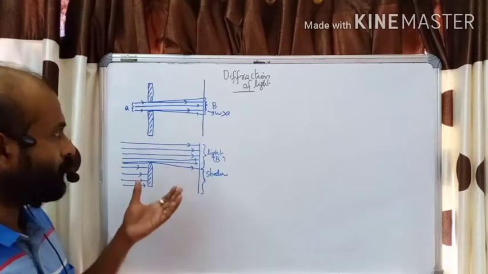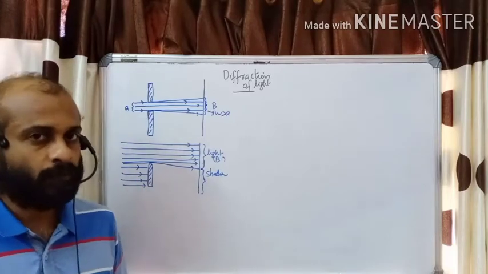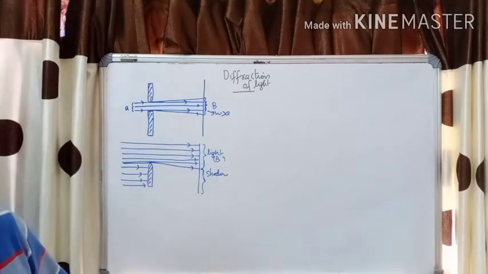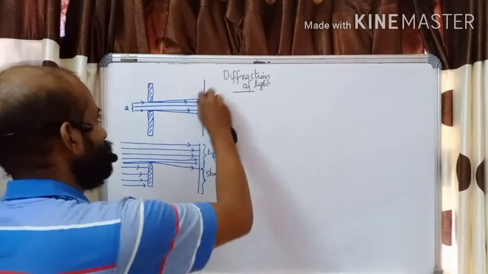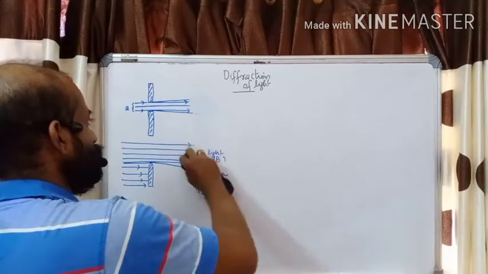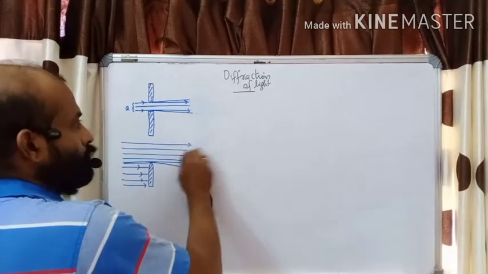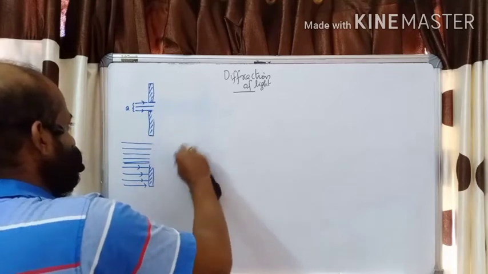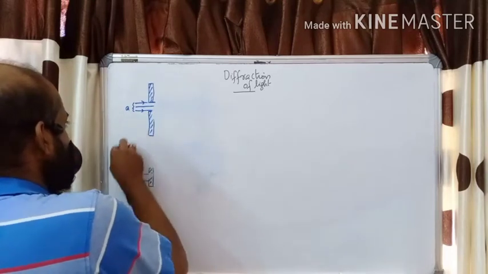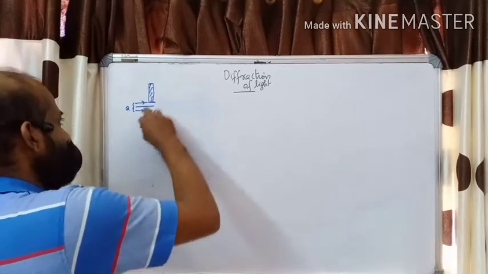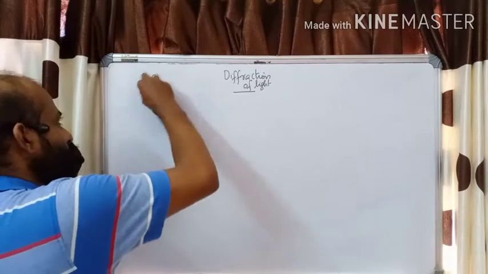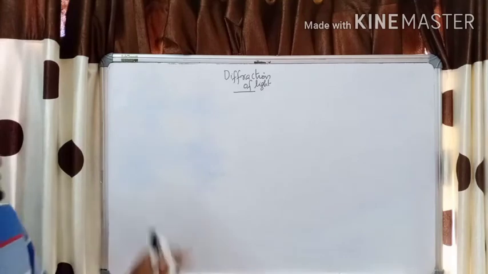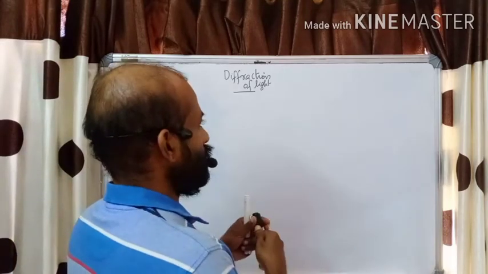Now we will see an experiment related to diffraction of light, that is called single slit diffraction. We are going to see single slit diffraction, and we need to derive the expression for the width of the central maximum. The same concept we are going to see here also.